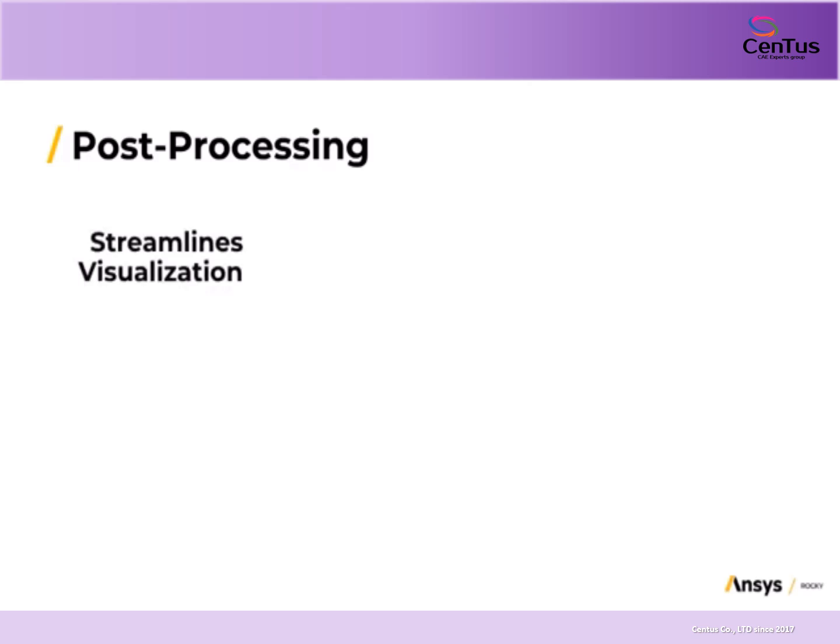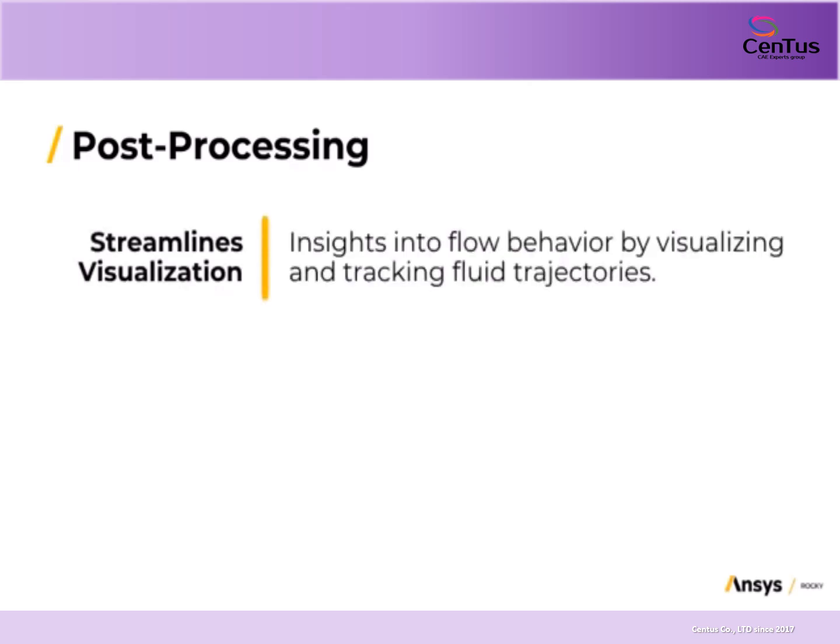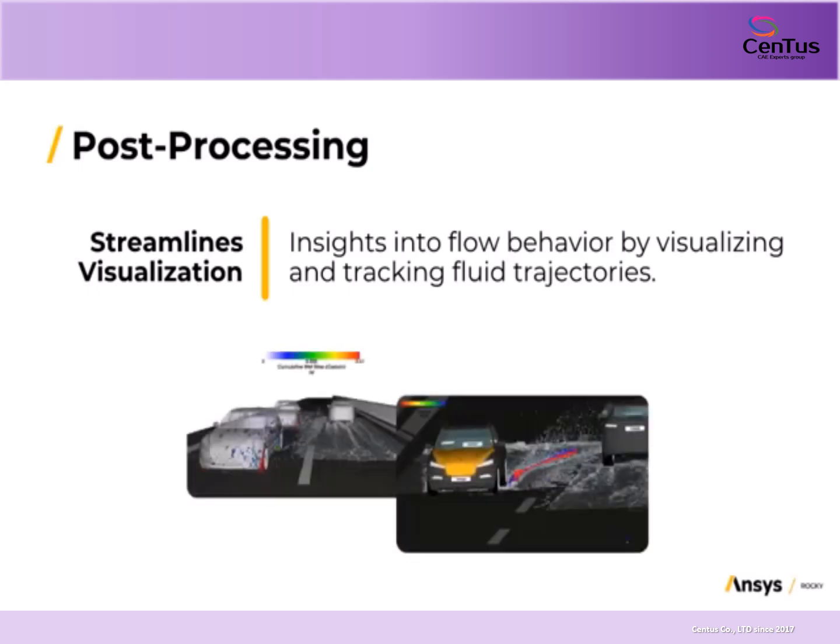In streamline visualization, you get insights into flow behavior by visualizing and tracking fluid trajectories to uncover flow patterns, identify critical areas, and optimize designs. In this example, the streamlines are used to identify the water splashing pattern, and the cumulative wet time is used to assess the water exposure in a car wading simulation.